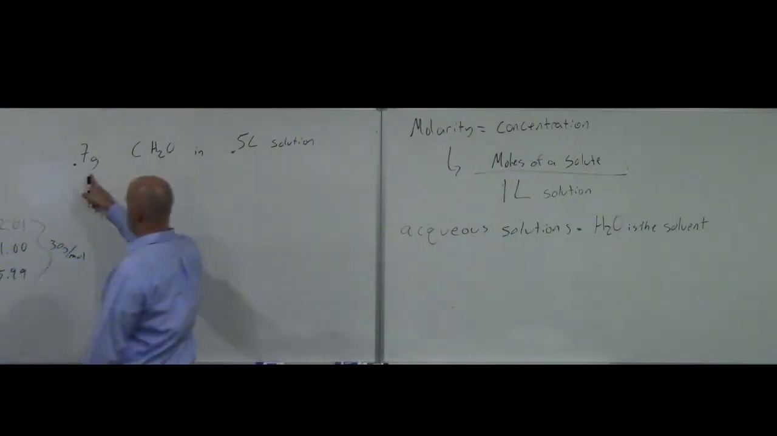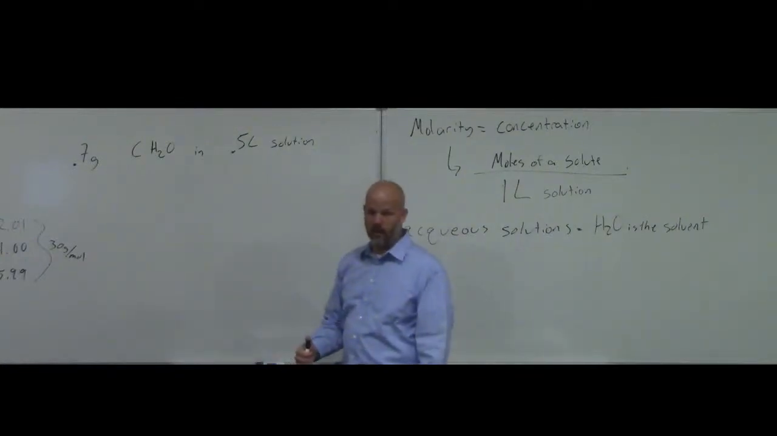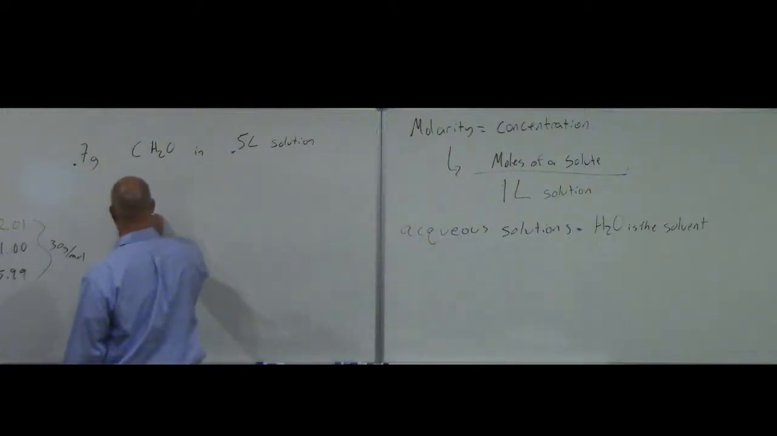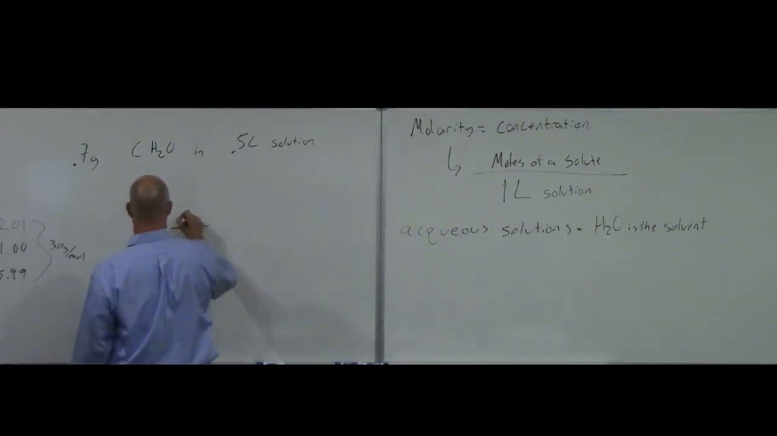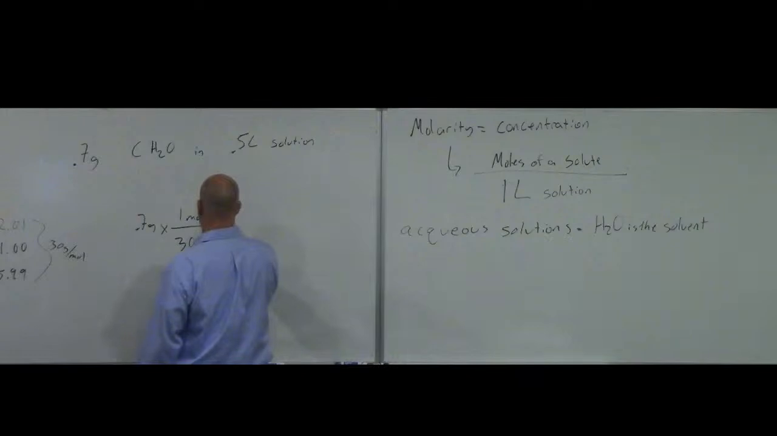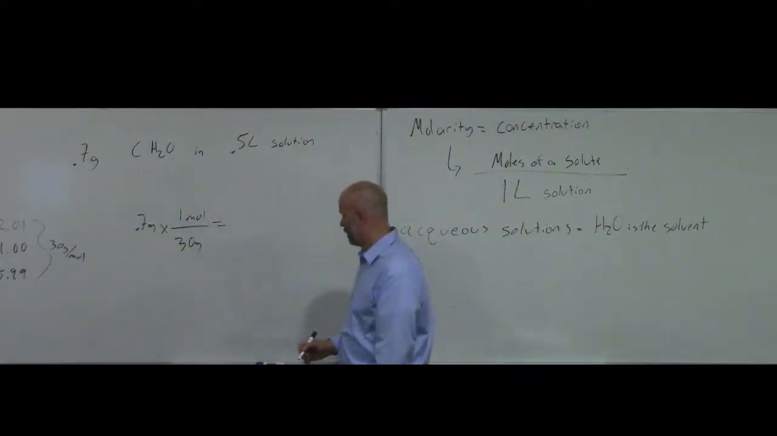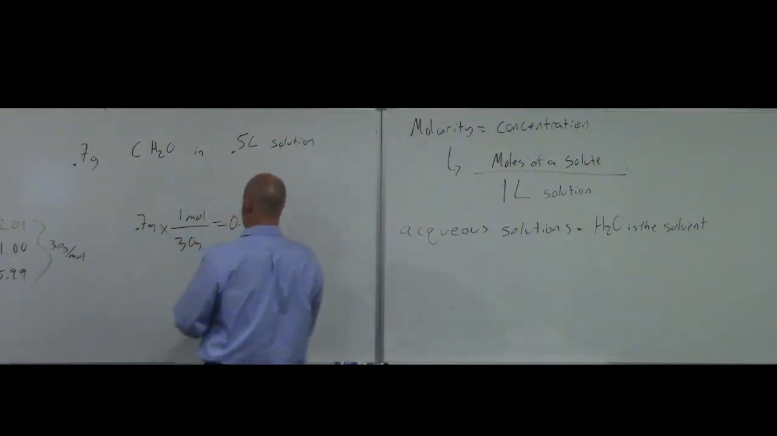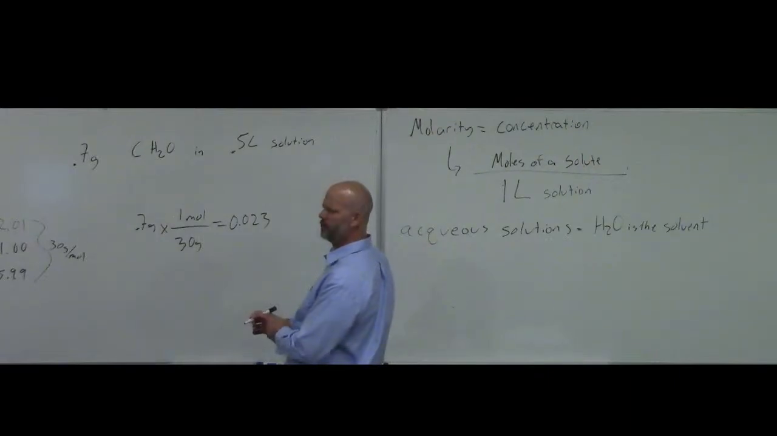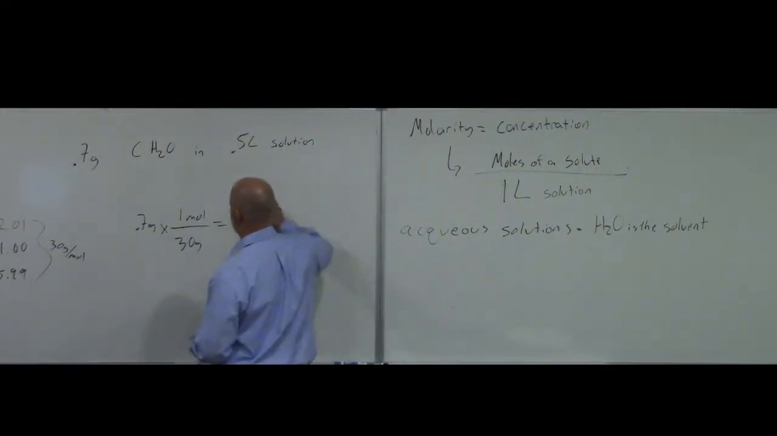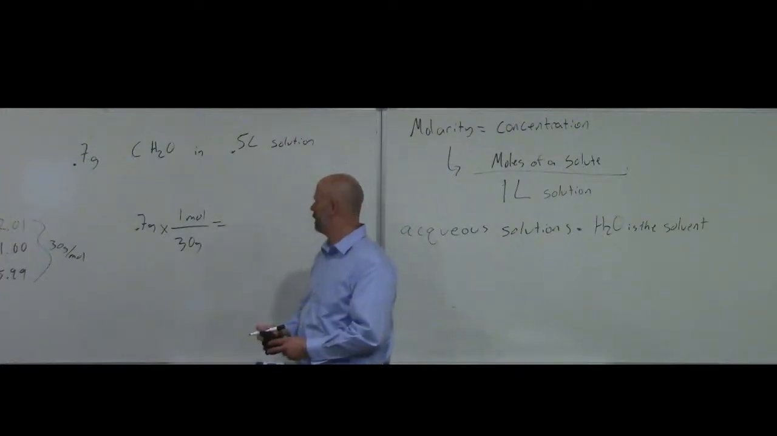Okay, I'll start off with this. What do I do? 0.7 grams times 1 mole over 30 grams. Okay, and what does that number come out to be? 0.023. Is that right? Didn't seem right. Run that again. That's what it is.